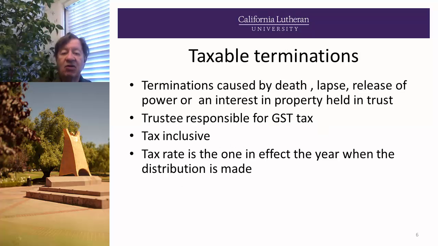Then we have taxable terminations. This is typically like a 2503(b) trust, where you would give a life estate to your children and then the remainder interest goes to grandchildren. Terminations are caused by death, lapse, release of power, and interest in property held in trust, wherein the trustee is responsible for the generation skipping tax.